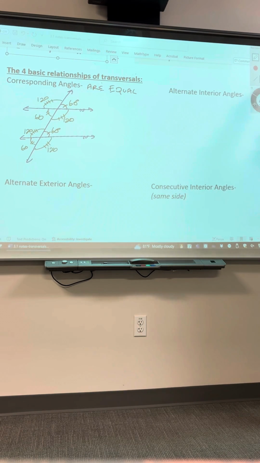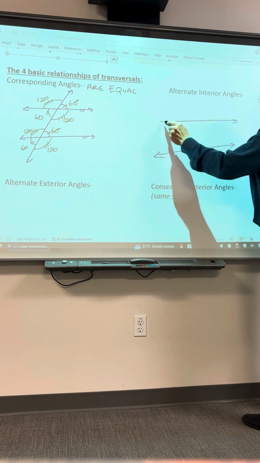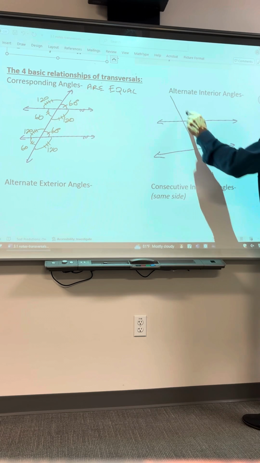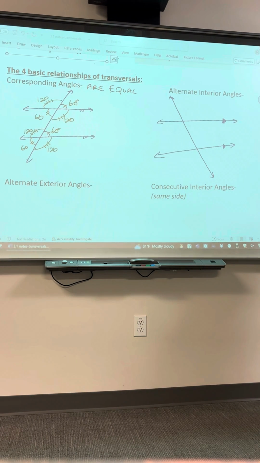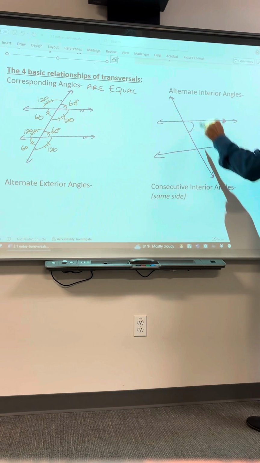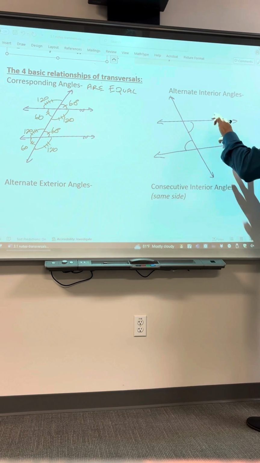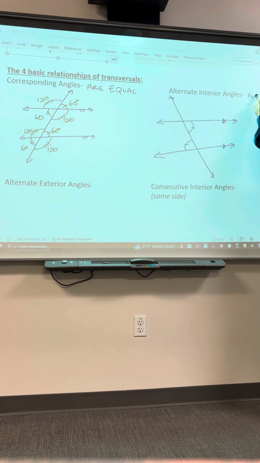Alternate interior angles. Make two parallel lines using your straight edge, draw on a transversal. Now this time these are parallel because I have a little triangle symbol that shows that they're parallel. I'm using different symbols because that's what the books are going to do. Alternate interior angles look like this. They're on alternate sides of the transversal and they're on the interior of the parallel lines. These would be equal.